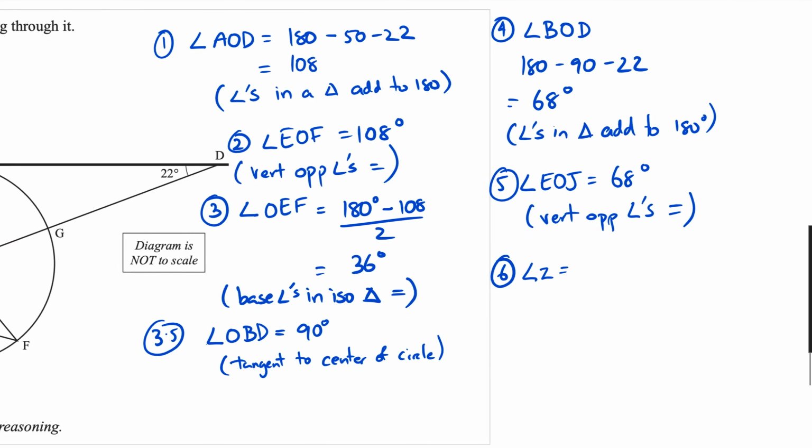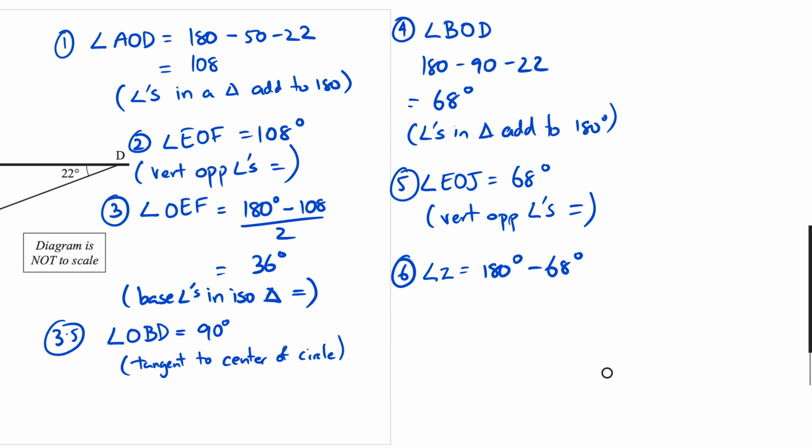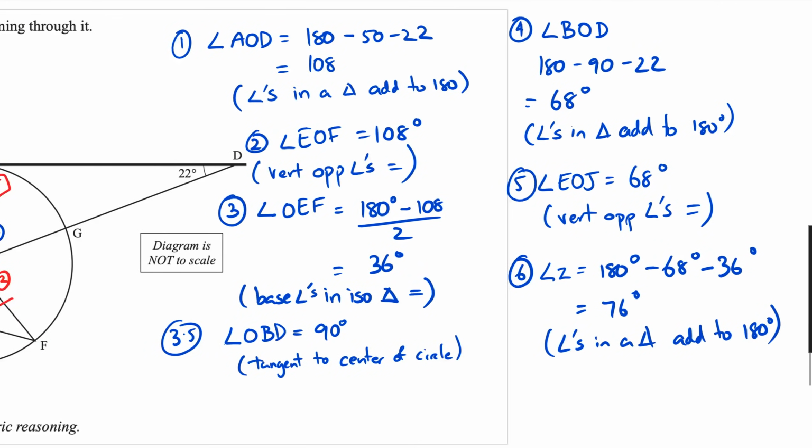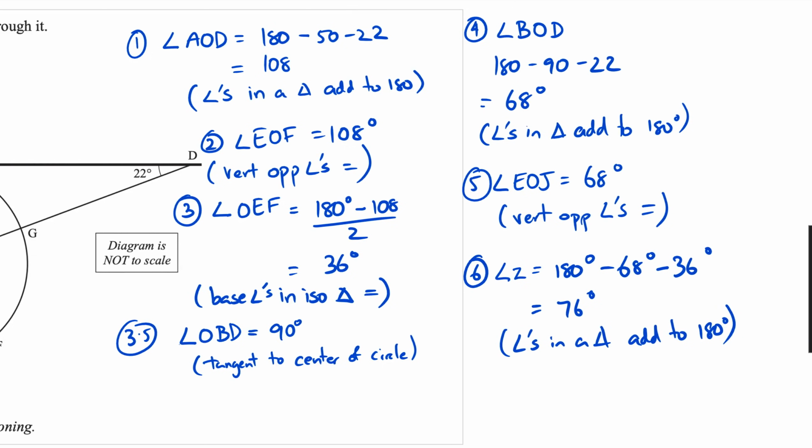And that's going to be 180 degrees, take away 68 degrees, and what's step 3? Step 3's angle was 36 degrees. Which equals 76 degrees. And that's because angles in a triangle add up to 180. So maybe not 6 steps, but a 7th step was required. An answer completed with everything fully explained gets you an Excellence.